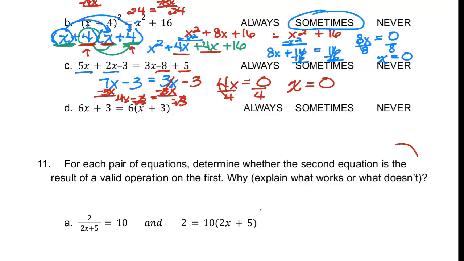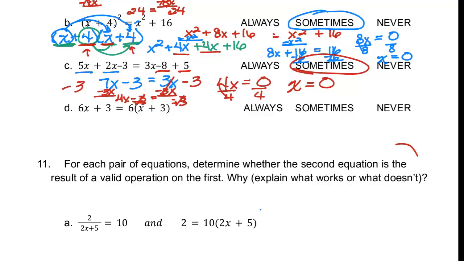Is that going to work? Is that always, sometimes, or never? That's a sometimes. Now, substitute it back in. 5x plus 2x, those are going to zero out, so you're left with negative 3 on the left. And 3 times 0 is 0, and negative 8 plus 5 is negative 3. Wait a minute. That leaves us with negative 3 is negative 3.